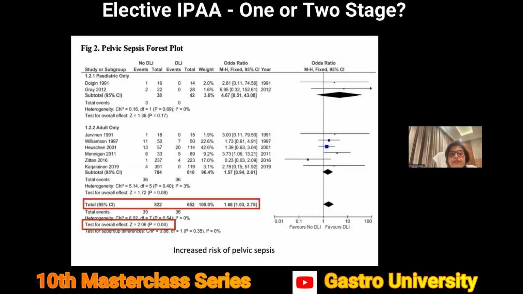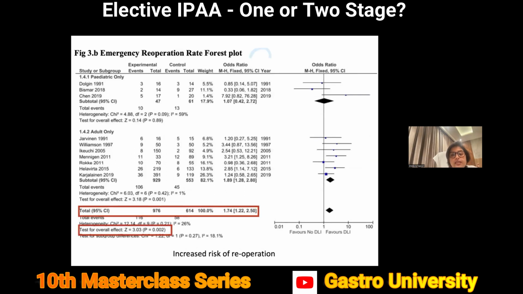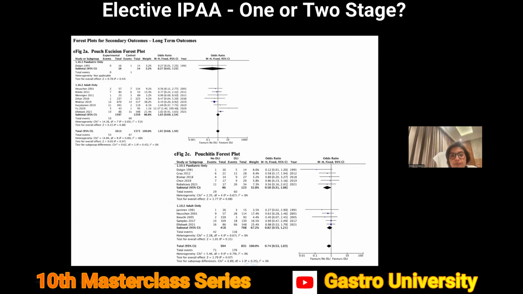They said that when it comes to pelvic sepsis, if we look at the entire cohort, the forest plot, the diamond actually shifts in favor of a diversion loop ileostomy. This shift was statistically significant. Similarly, with the rate of reoperations. So in patients with chronic ulcerative colitis undergoing pouch surgery, if there is no diversion, the chances of pelvic sepsis and the chances of a reoperation go up.